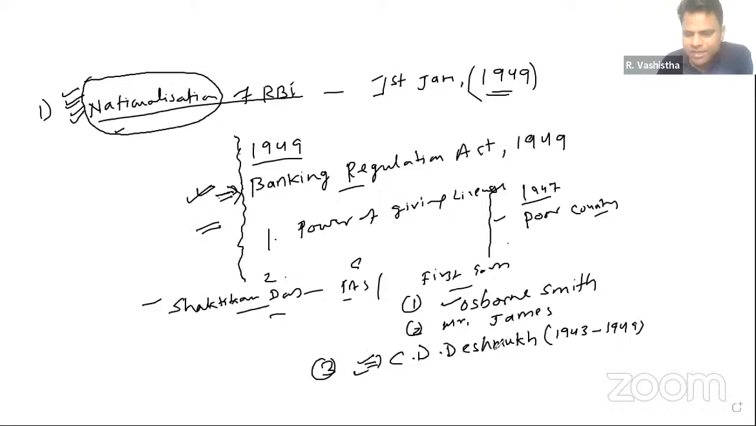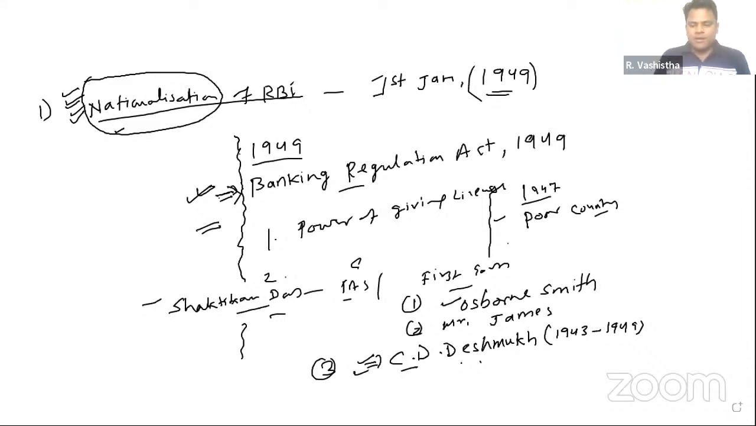He was the first Indian governor of RBI, and the first governor of RBI in free India. India got freedom in 1947, and when we got freedom, C.D. Deshmukh was at the helm of affairs of RBI. So this is the first governor of RBI in free India. These are some important facts relating to Reserve Bank of India.